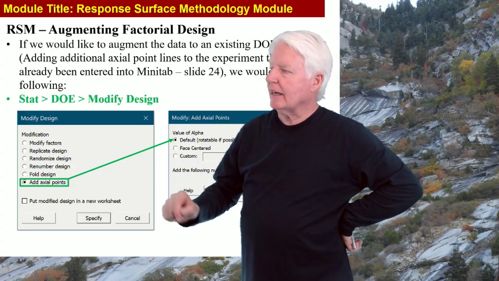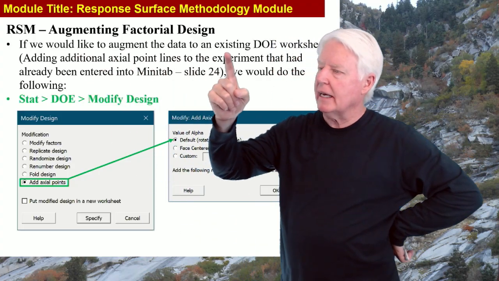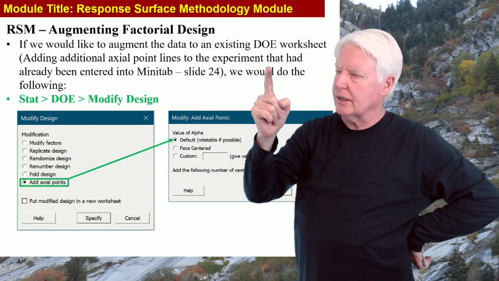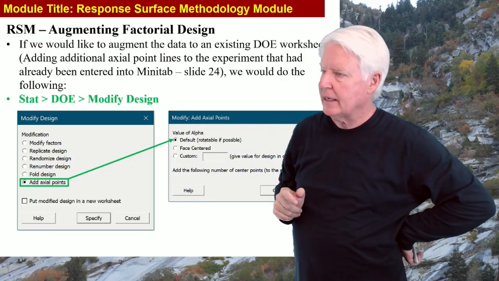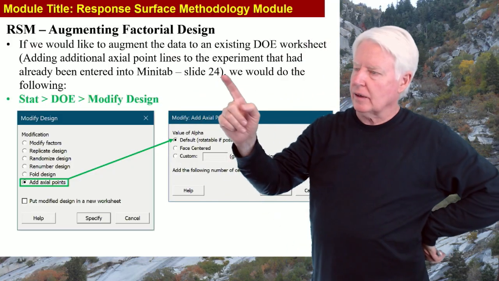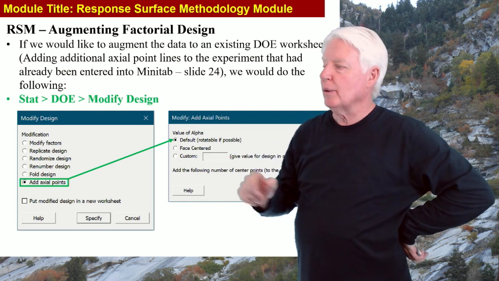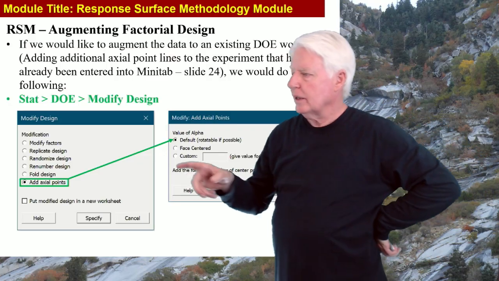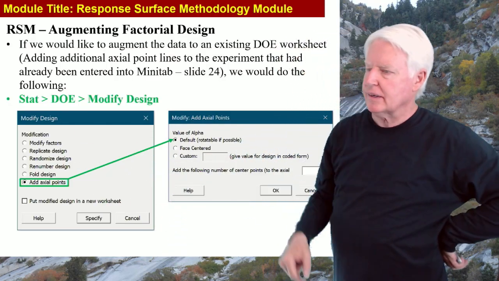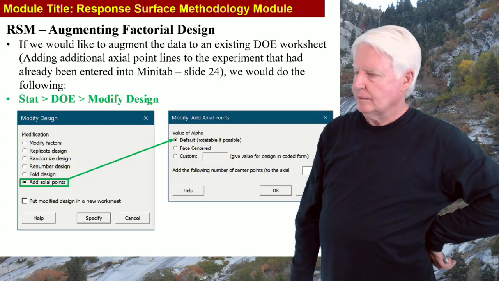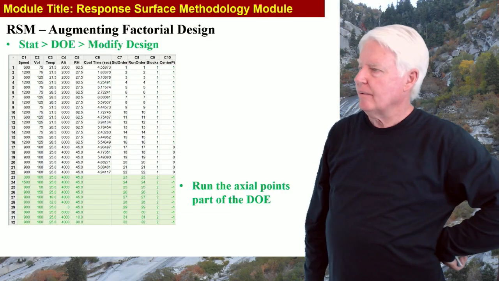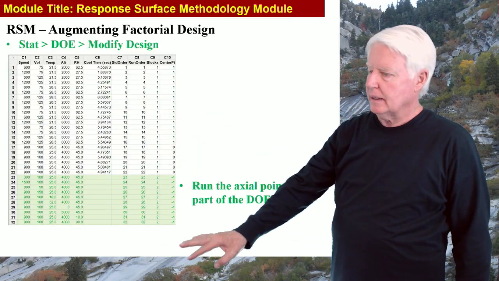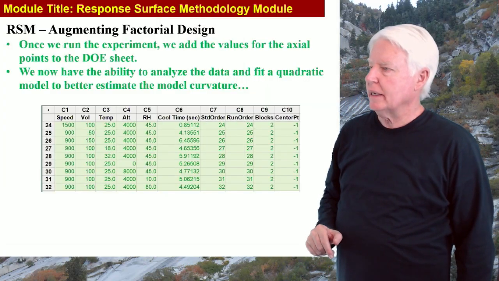All right, augmenting factorial design. If we would like to augment the data to an existing DOE worksheet, adding additional axial point lines to the experiment that had already been entered in Minitab, slide 24, or whichever slide that was, we would do the following: Stat, DOE, and Modify Design. That would go here, and you can add axial points, default, etc., if you need to do that. Augmenting factorial design, and then it would give you this output.